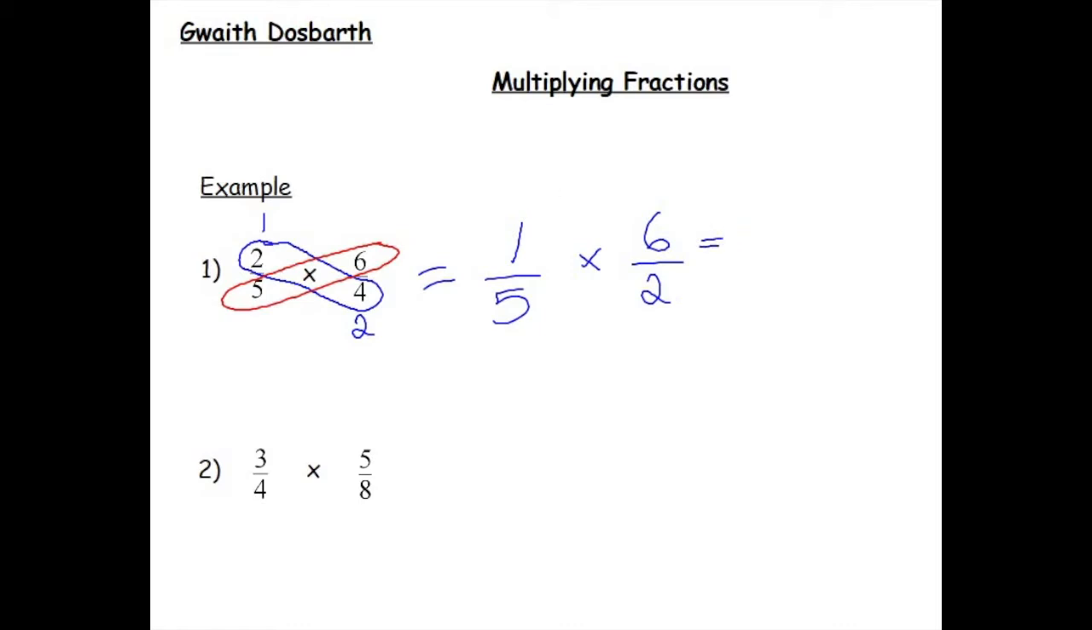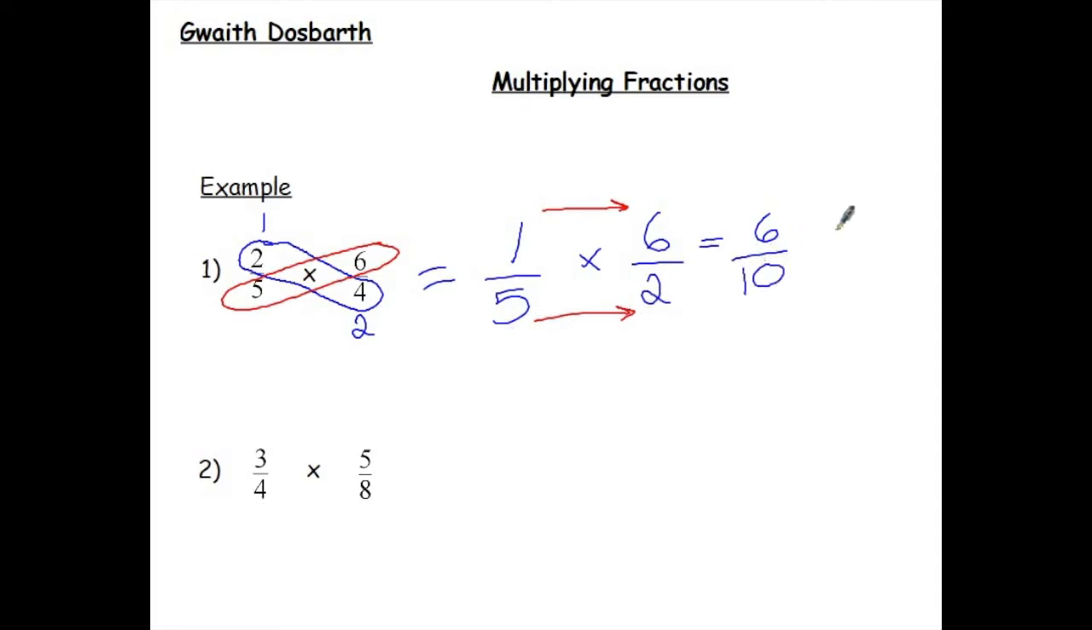Multiplying fractions is very nice, it's nice and easy. So all we do, we multiply the top and we multiply the bottom. So 1 times 6 is 6, 5 times 2 is 10.